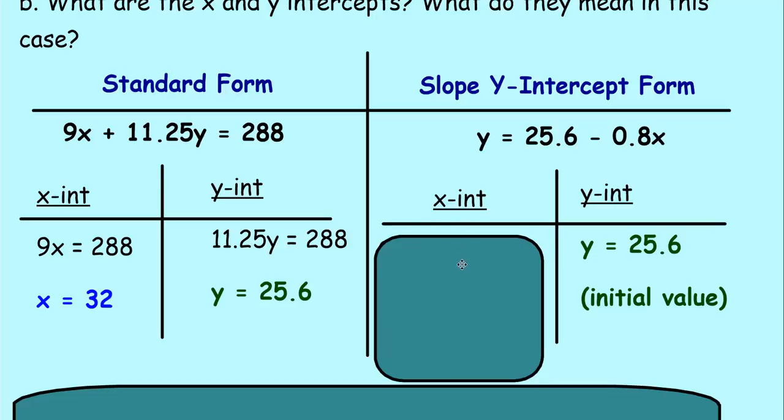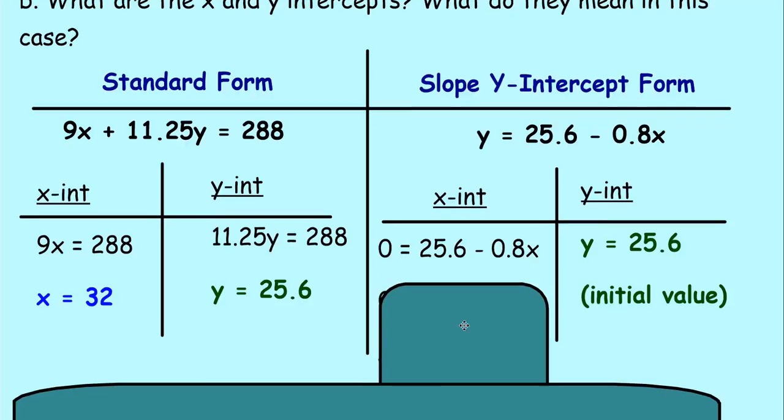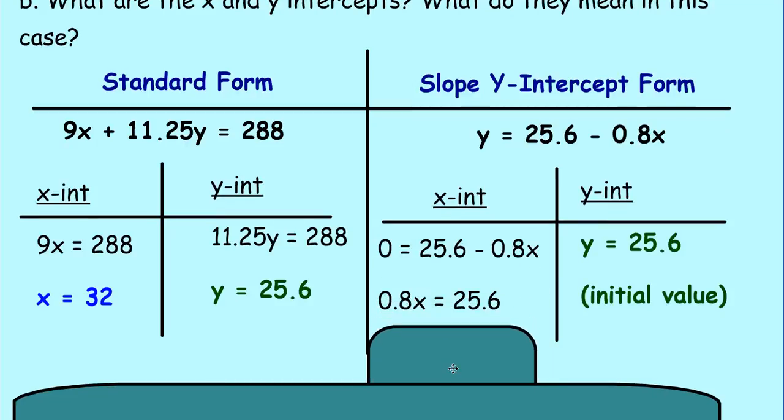Nothing you can't handle. We make the y value 0, then we bring the negative 0.8x over to the other side to make it positive, and then you can divide both sides by 0.8, and you're going to get the same answers. So then the next question is, which one's easier for you? You can decide which one you find easier. It really depends on the person, but you need to choose what's best for you.